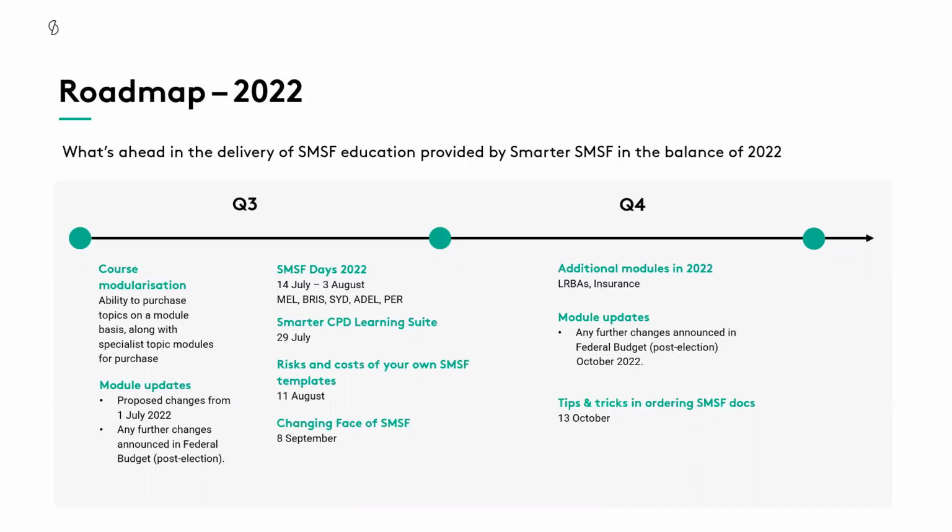Yep. So a bit of what's ahead from our education standpoint for the remainder of 2022. I've touched briefly on our modularization, and the fact that you'll be able to purchase those individually as opposed to as a course. I also touched on our module updates that are going through at the moment. We do have our SMSF days, so we are going back to face-to-face events from 14 July through to the 3rd of August. We are going to 5 capital cities around Australia. So if you haven't seen that yet, I suggest that you take a look at that, and hopefully you can attend one of those days.